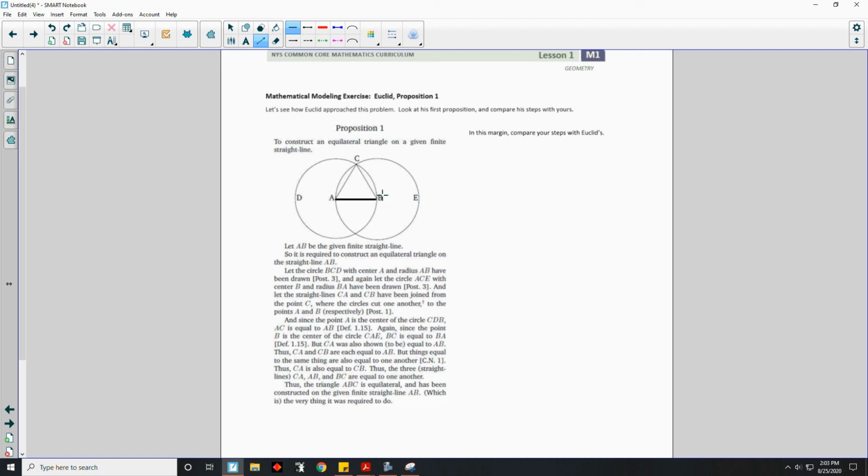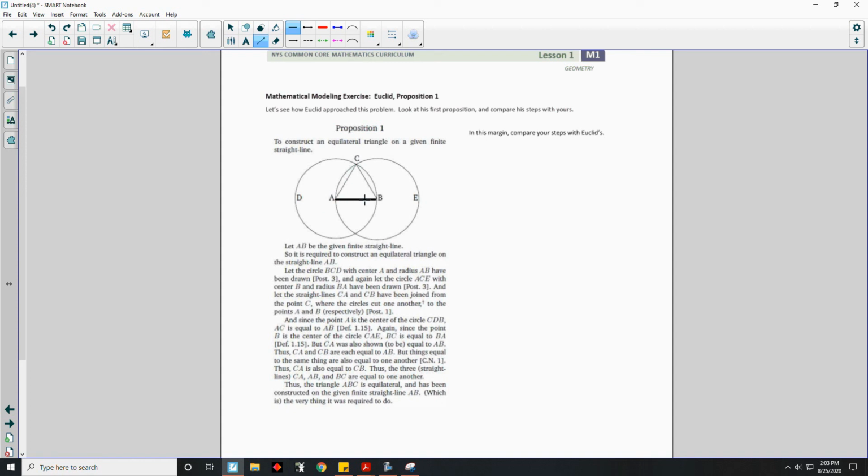Again, since the point B is the center of circle CAE, then we can say BC is equal to BA, definition of radius, but CA was also shown to be equal to AB. Thus, CA and CB are each equal to AB, but things equal to the same thing are also equal to one another, CN1.